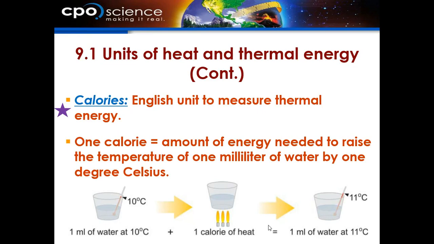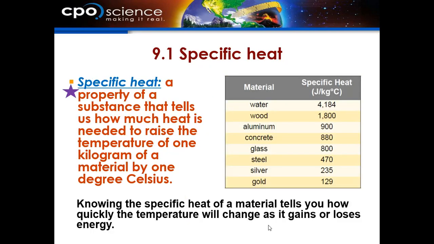Calories are the English unit that we use to measure thermal energy. 1 calorie is equal to the amount of energy needed to raise the temperature of 1 milliliter of water 1 degree Celsius. So I have 1 milliliter of water, and I heated it up 1 degree Celsius. It took 1 calorie of energy to do that.